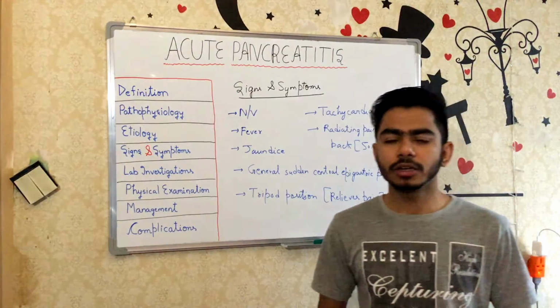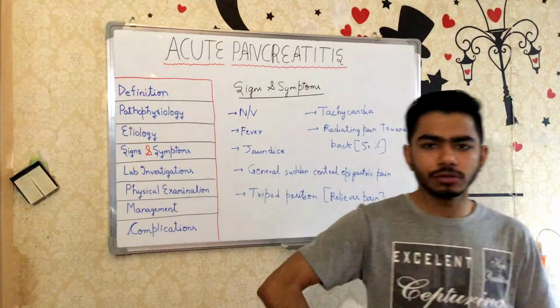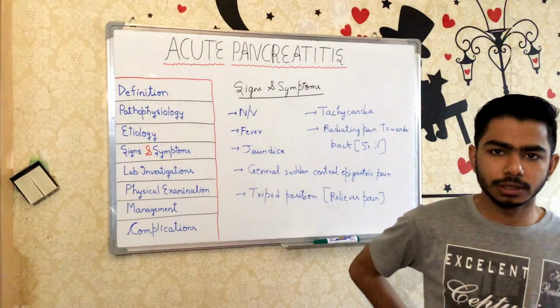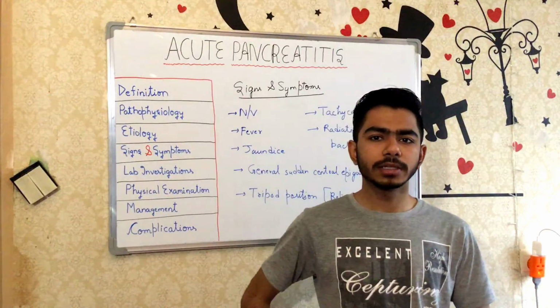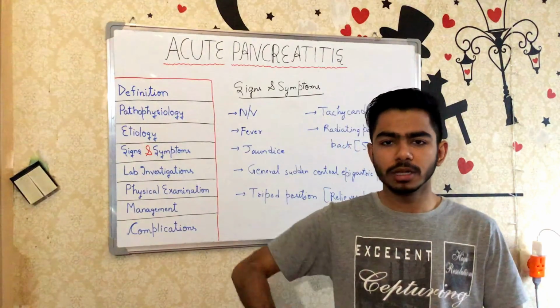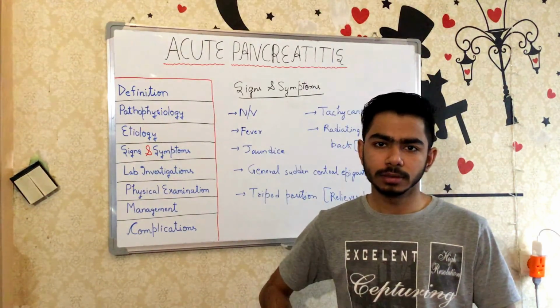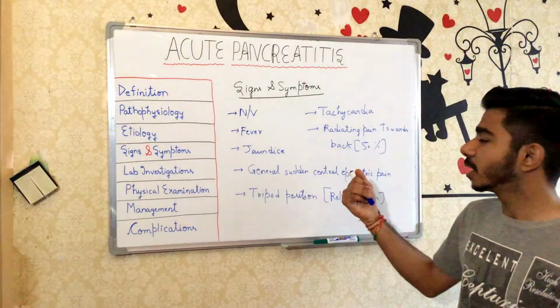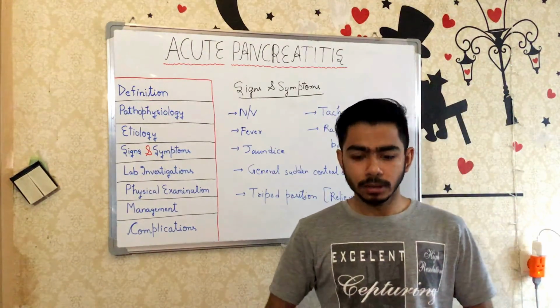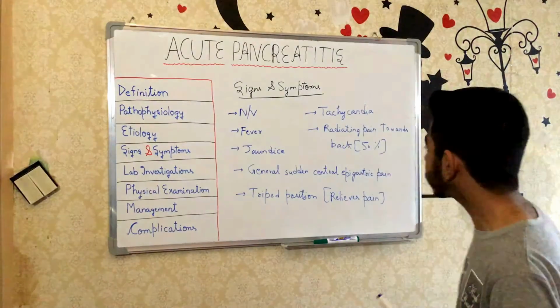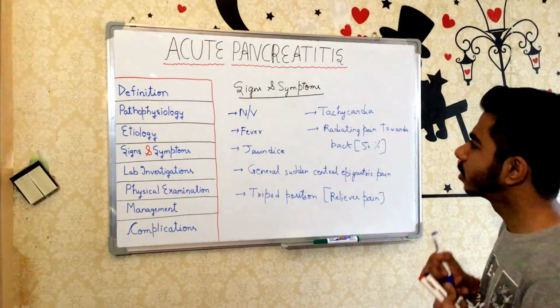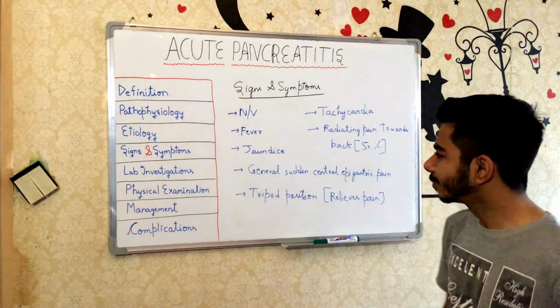In appendicitis and cholecystitis also, the pain radiates to the back. However, in appendicitis, the pain is in the right lower quadrant, and in acute cholecystitis, the pain is in the right upper quadrant. In acute pancreatitis, which is today's topic, we are talking about the pain in the central epigastric position. So this was about the signs and symptoms of acute pancreatitis.